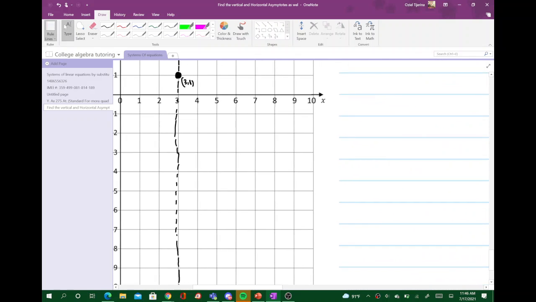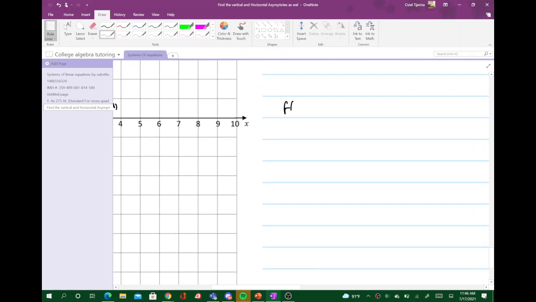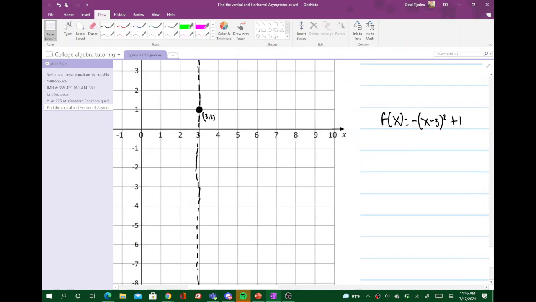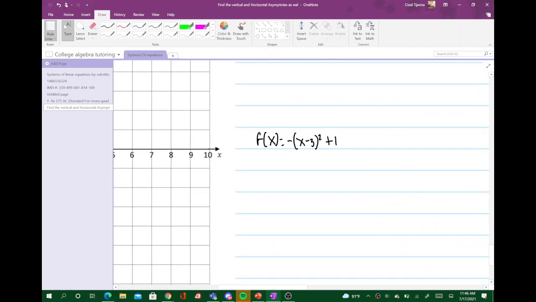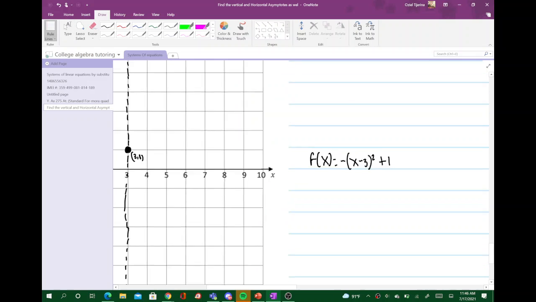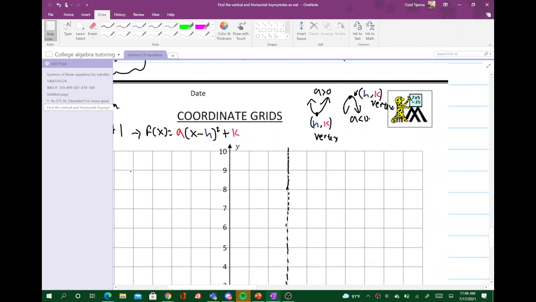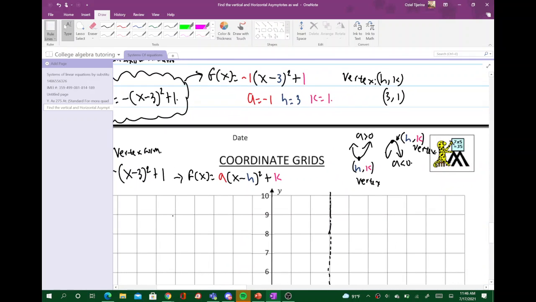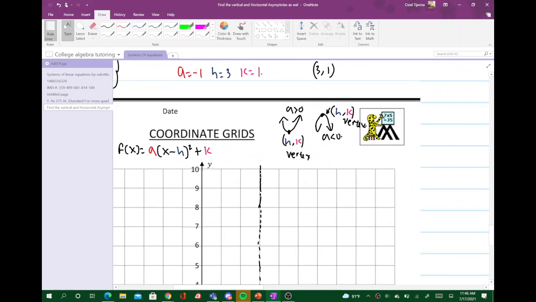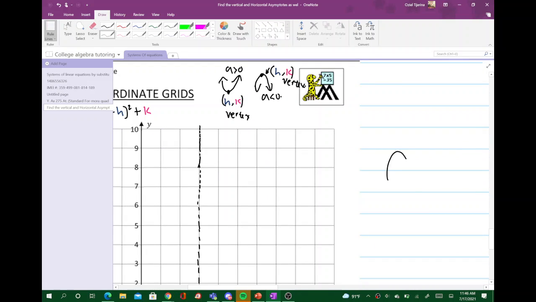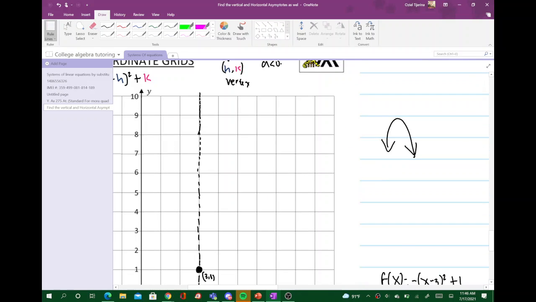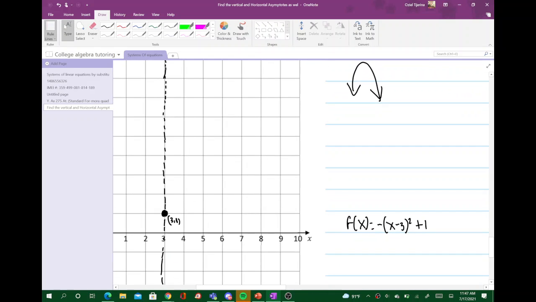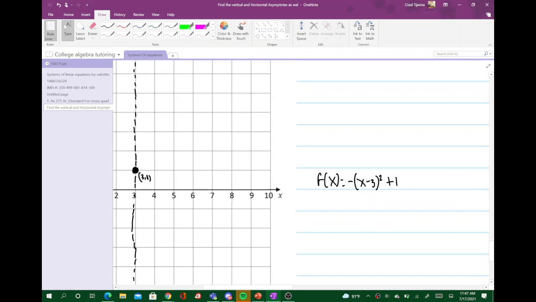So if we go on the right-hand side, again, we're going to rewrite our function f of x equals negative the quantity x minus 3 squared plus 1, right? And then we know that our parabola is going to open down. And how do we know that? We know that because a is less than 0. We said a is equal to -1, and -1 is less than 0, so it's going to be opening down like this, right? That's how we know it's going to be a downwards parabola.